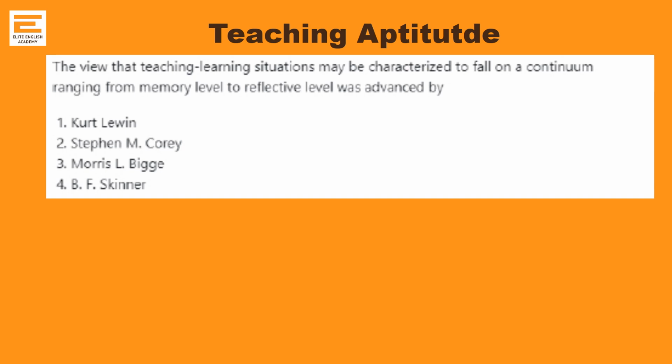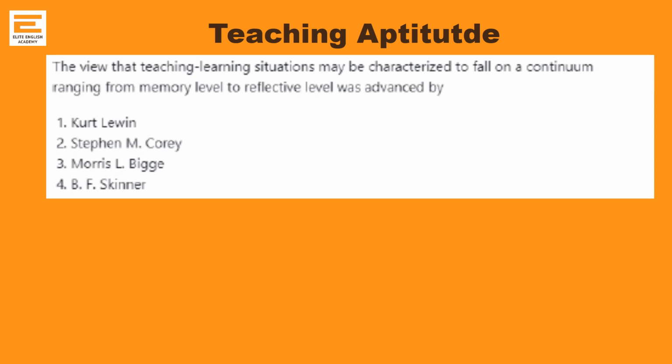Next question in teaching. The view that teaching learning situations may be characterized to fall on a continuum ranging from memory level to reflective level was advanced by. Now see that, two questions are based on the same topic. So here, who proposed that? Earlier we saw the different things. There is a memory level, understanding level, thinking level, reflective level. So now we understand that, another question, who proposed this?